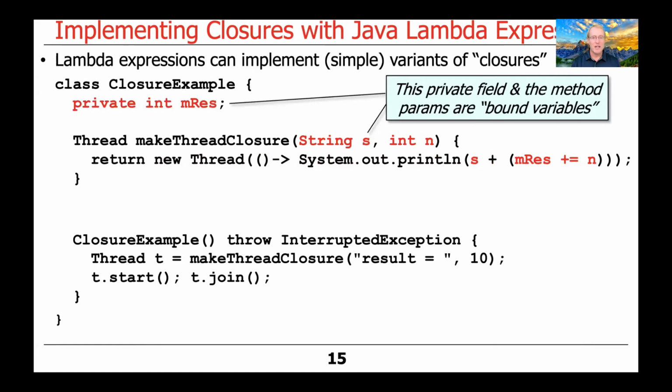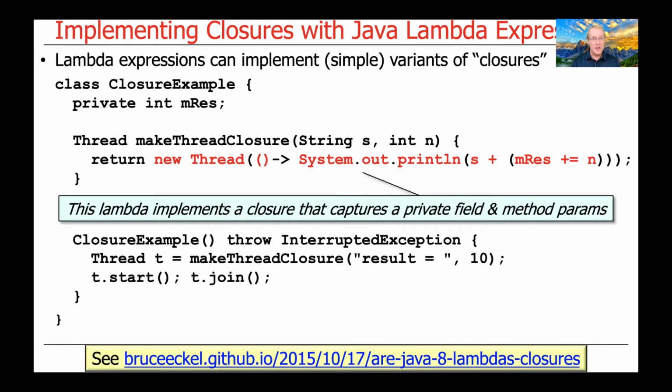In this particular example, the private field mRes, which is a private int, is a bound variable, as are the parameters to the makeThreadClosure method, String s and int n. Those are the three bound variables in this context. And you can see how those bound variables are actually being used in the context of what's passed as a Lambda expression to the constructor of Thread. The Lambda that's passed to the constructor of Thread captures this private field, mRes, and the two method parameters.